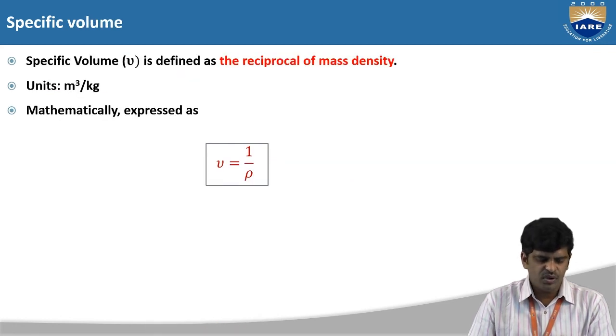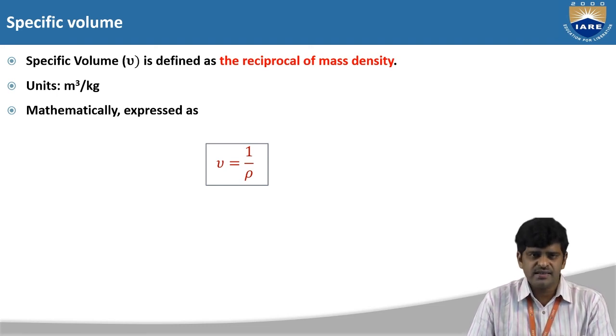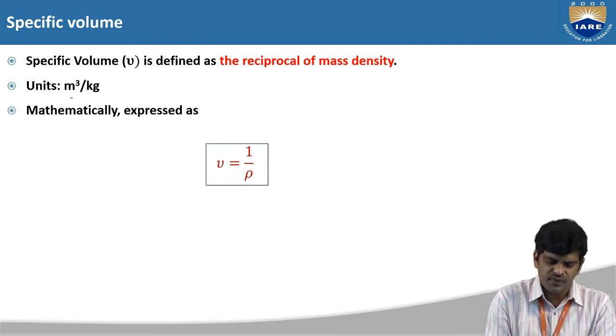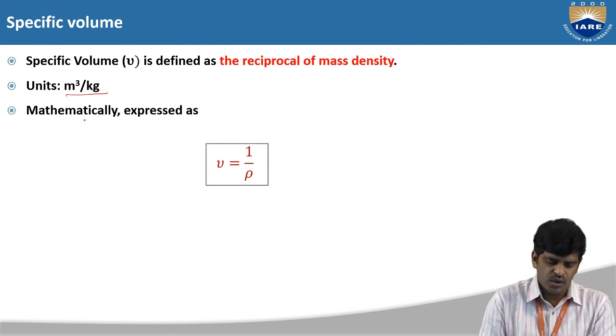The last one is the specific volume, which is defined as the reciprocal of the mass density. As we know, mass density is mass per unit volume, and here we can say volume per mass. Therefore the units are also the reciprocal of the mass density, that is meter cube per kilogram, and it is mathematically expressed as 1 by rho.